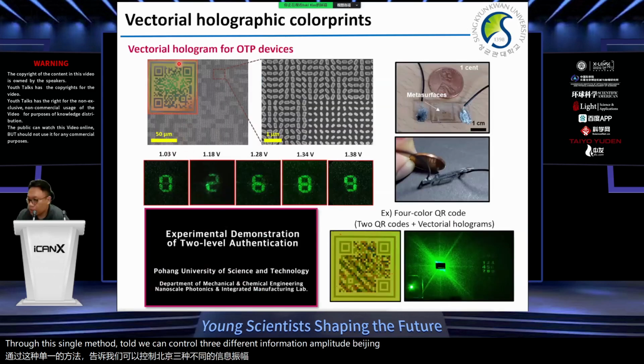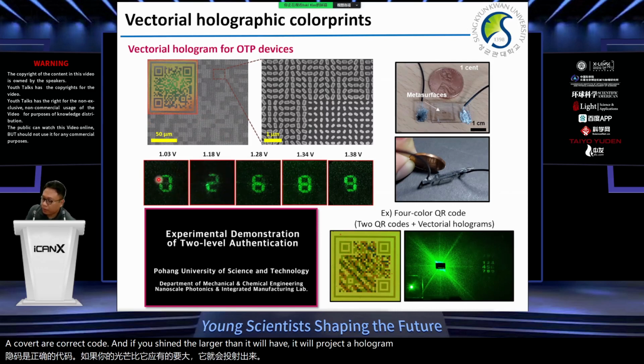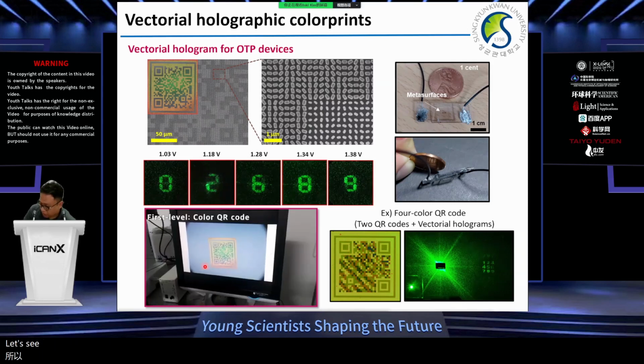If you look at the device with your naked eye, you will see a colored QR code. And if you shine the laser, then it will project a hologram pattern, but each area has a distinctive polarization state, so we can specifically turn off certain hologram images. So let's see the movie, how it works.